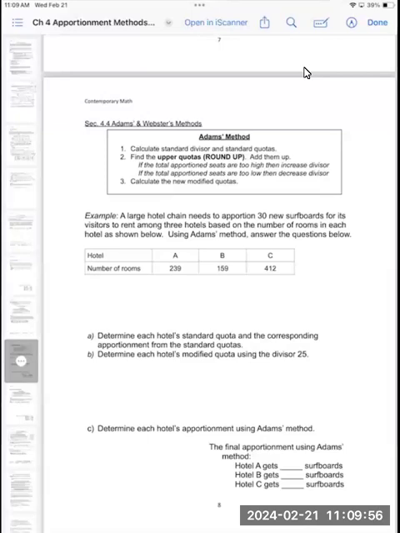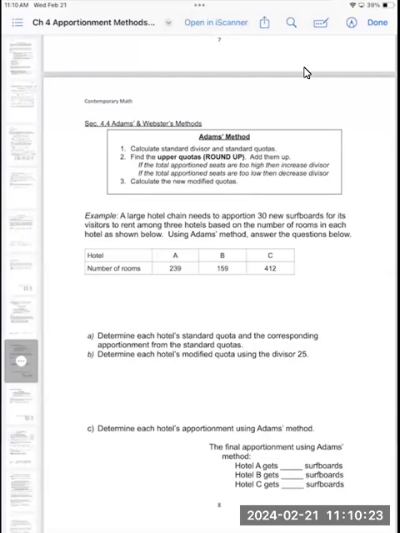And we're going to add them up, and we're going to see if they happen to equal the exact amount of seats that we wanted to hand out. If it doesn't, we're going to follow the same rules as Jefferson. And for all divisor methods, we follow these rules. If the total apportioned seats are too high, then you increase the divisor. If the total apportioned seats are too low, then you decrease the divisor.